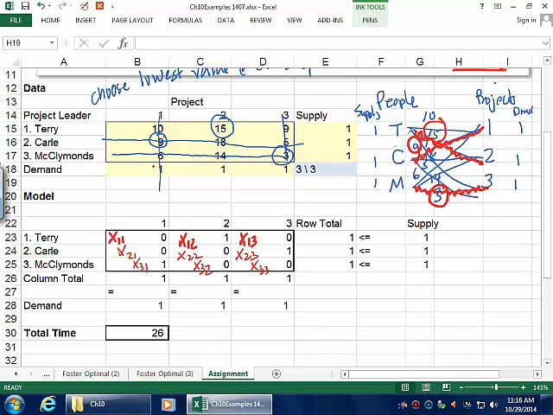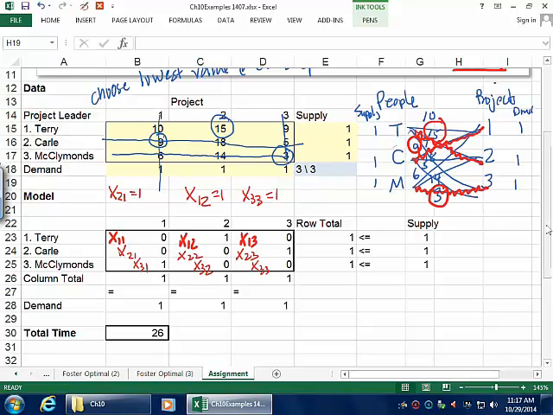Here, if I look at this solution, we would say x21 is equal to 1 because I matched person 2 to project 1. And here what would we say? x what? And what does this represent? That's 1 2, right? Row number is 1, column number is 2. So that's a 1, and this is 3 3, so x33 is equal to 1.